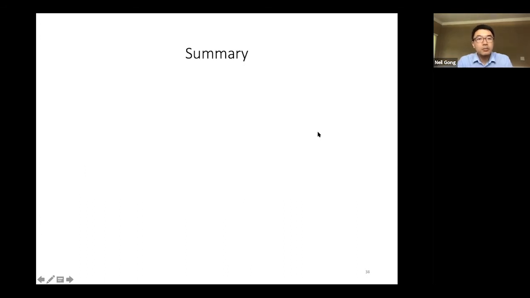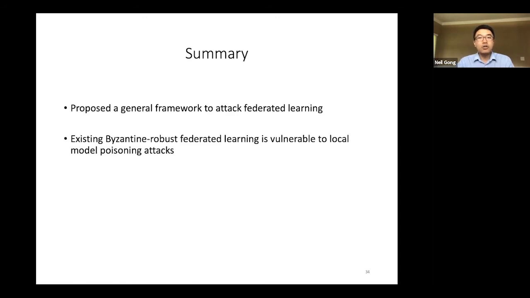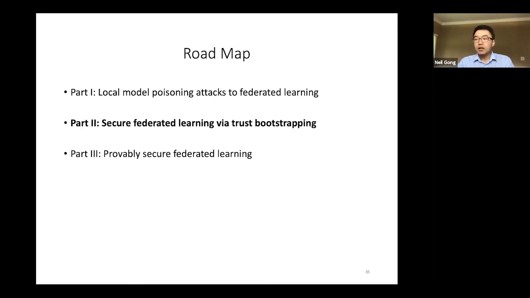To summarize a little bit, we proposed a general framework to attack federated learning. Our results show that existing Byzantine-robust federated learning methods are vulnerable to local model poisoning attacks. So that is part one of this talk.